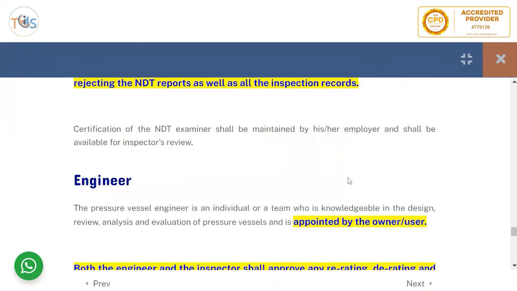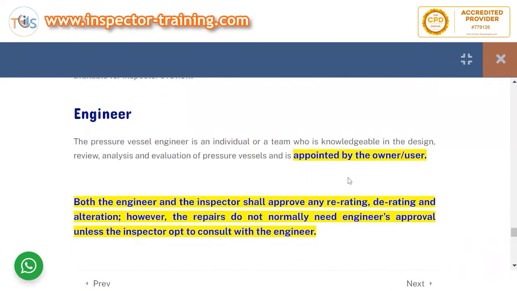Certification of the NDT examiner, this might be a potential question, shall be maintained by their employer and shall be available for the inspector's review. Now the engineer, if you look at the term, is a person or a group of persons. So it can be a team or just one individual. And by the term engineer, that means pressure vessel engineer here.